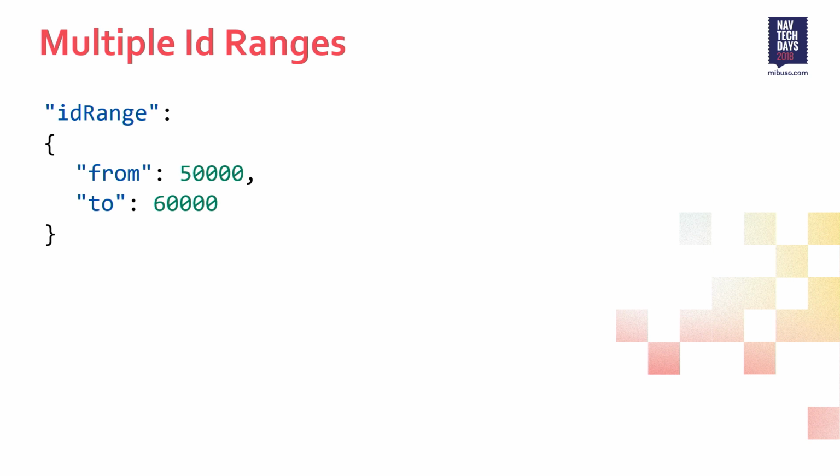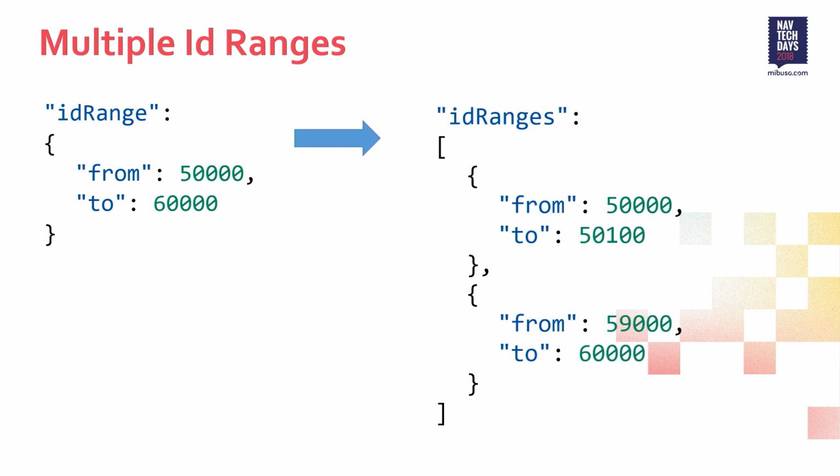in the first release. But a lot of you have told us that it's not really good enough because your ID ranges are often fragmented. You got some IDs, someone else got the next ones, and you got some IDs in another place. So we have added a new ID ranges property that you can use instead. This is available from the fall release of the compiler, and that allows you to specify multiple ranges that you can work in.